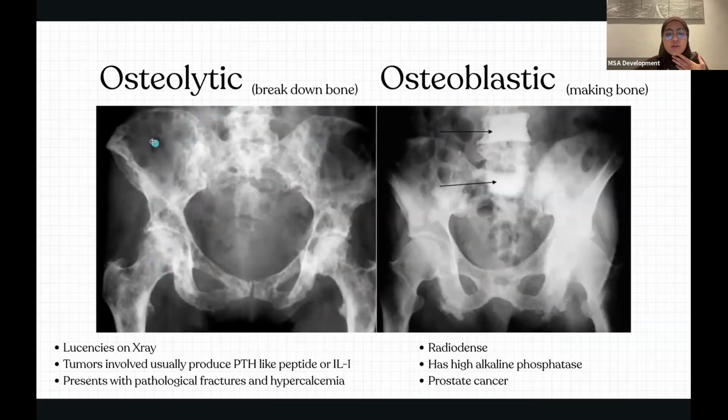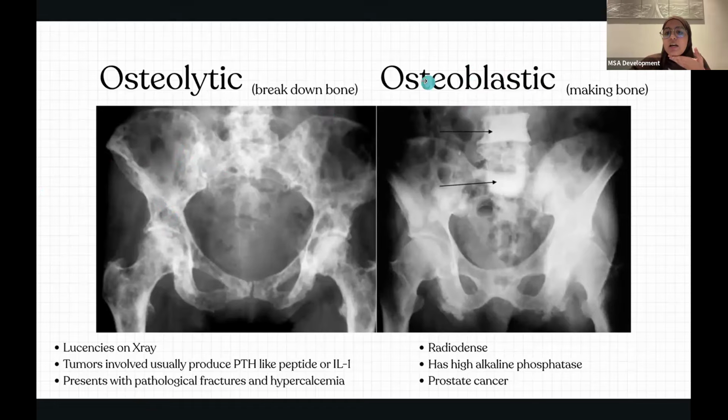And the tumors that are usually causing this osteolytic metastasis produce either PTH or IL-1. Why PTH and IL-1? Because PTH increases bone resorption and IL-1 activates osteoclasts. And if you remember, osteoclasts cause bone resorption. So the patient usually presents with pathological fractures and hypercalcemia. Why hypercalcemia? Because the bone is being broken down.